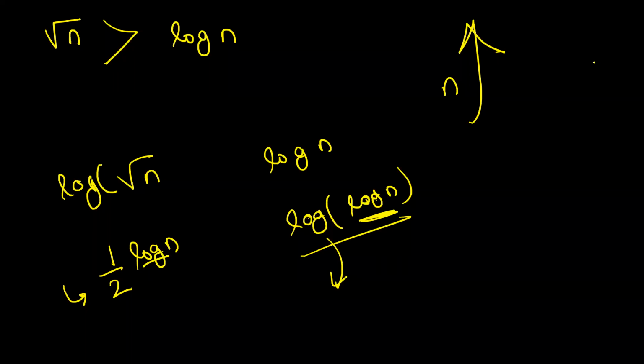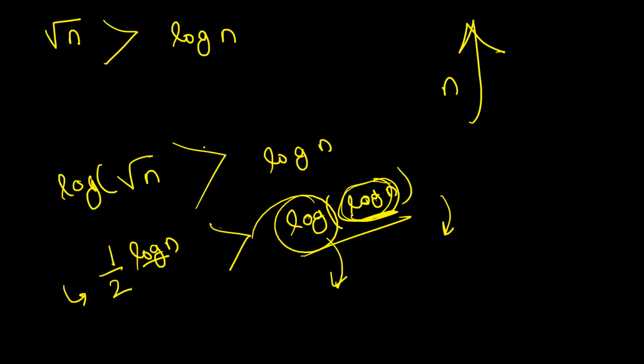So if n is very large, right? So what will happen? When you do a log, it reduces, and then you divide by 2 here. But here, after taking a log, you again take a log. So this is greater, right? So if this is greater, definitely this will be greater. So can I say root of n is greater than log n? So big O of root n is worse than big O of log n.